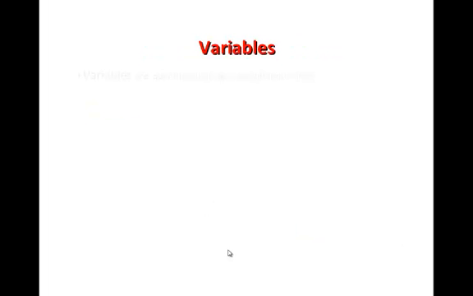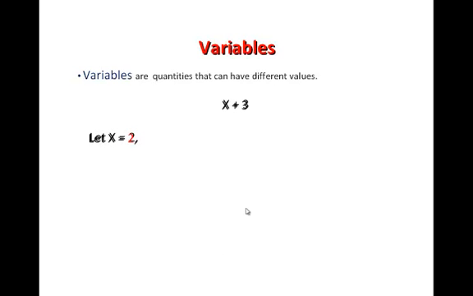Variables, on the other hand, mean something that can vary or change. So variables are quantities that can have different values. For example, x plus 3. Let's say, first of all, we say x has a value of 2. Then 2 plus 3 is equal to 5. But then let's change the value of x to 15 because we can. What happens then? The entire value of that expression changes to 18. So x is a variable. Its value can be changed.